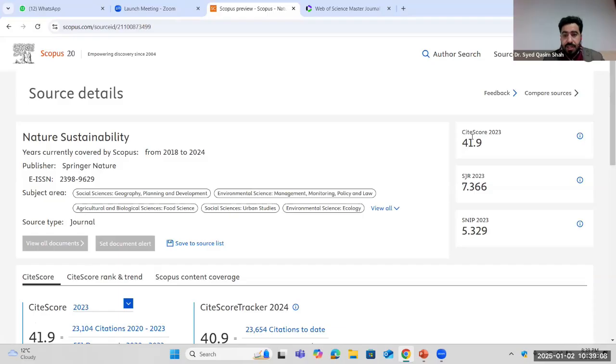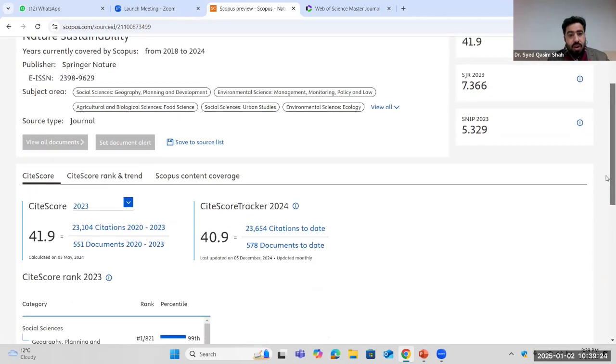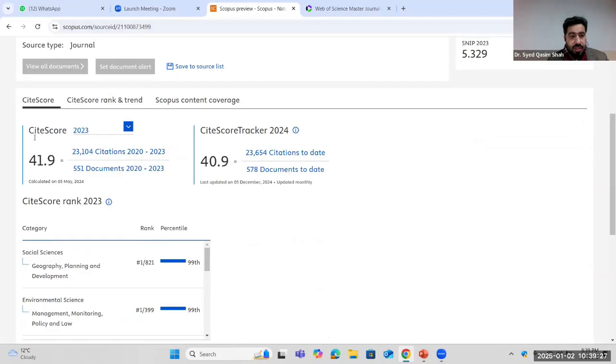You can find on Scopus that this journal is from Springer Nature. It covers 2018 to 2024. This is the ISSN number, and this is the subject type. So you can find all the information about this journal. CiteScore is 41.9. You see 23,000 citations and 551 documents. On the basis of these citations, we have a 41.9 CiteScore for 2023.